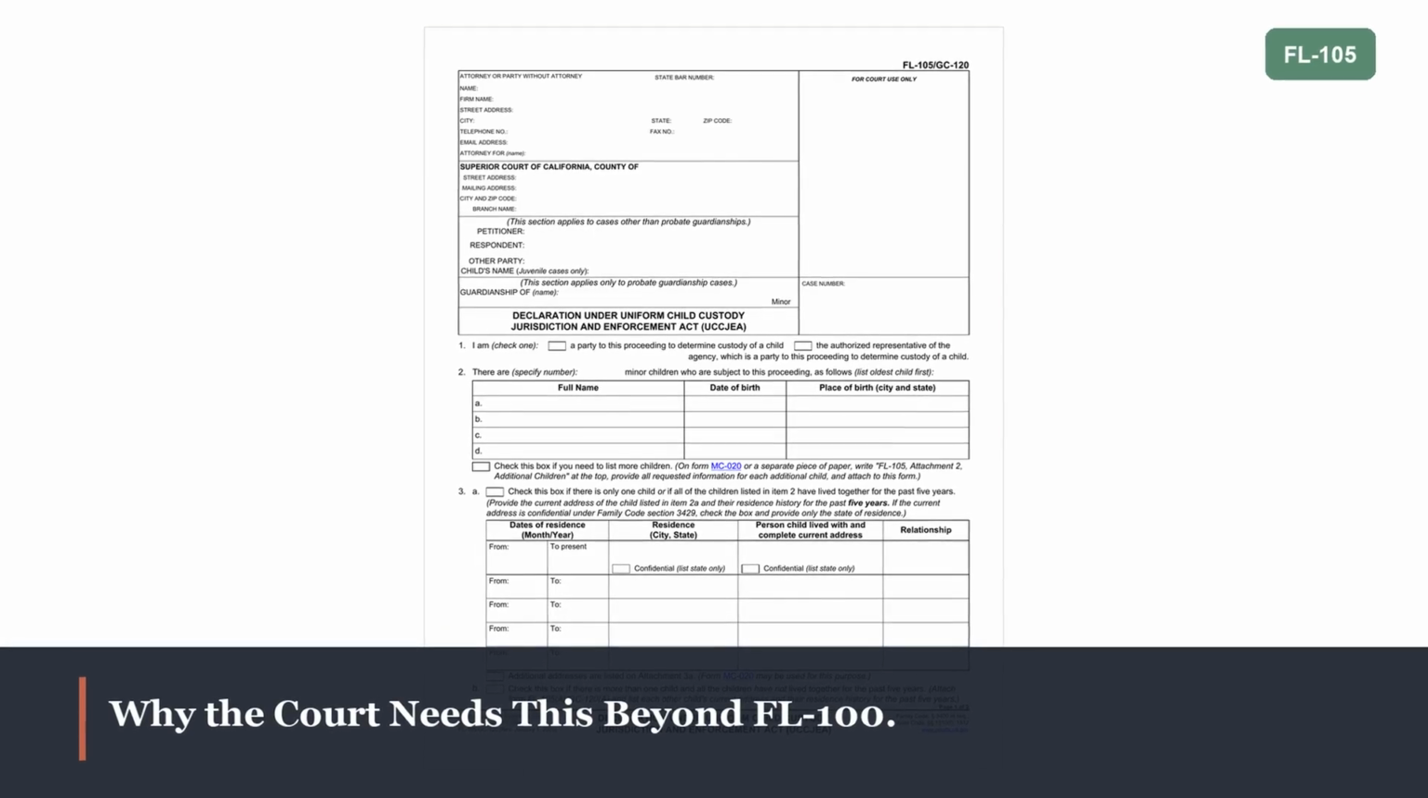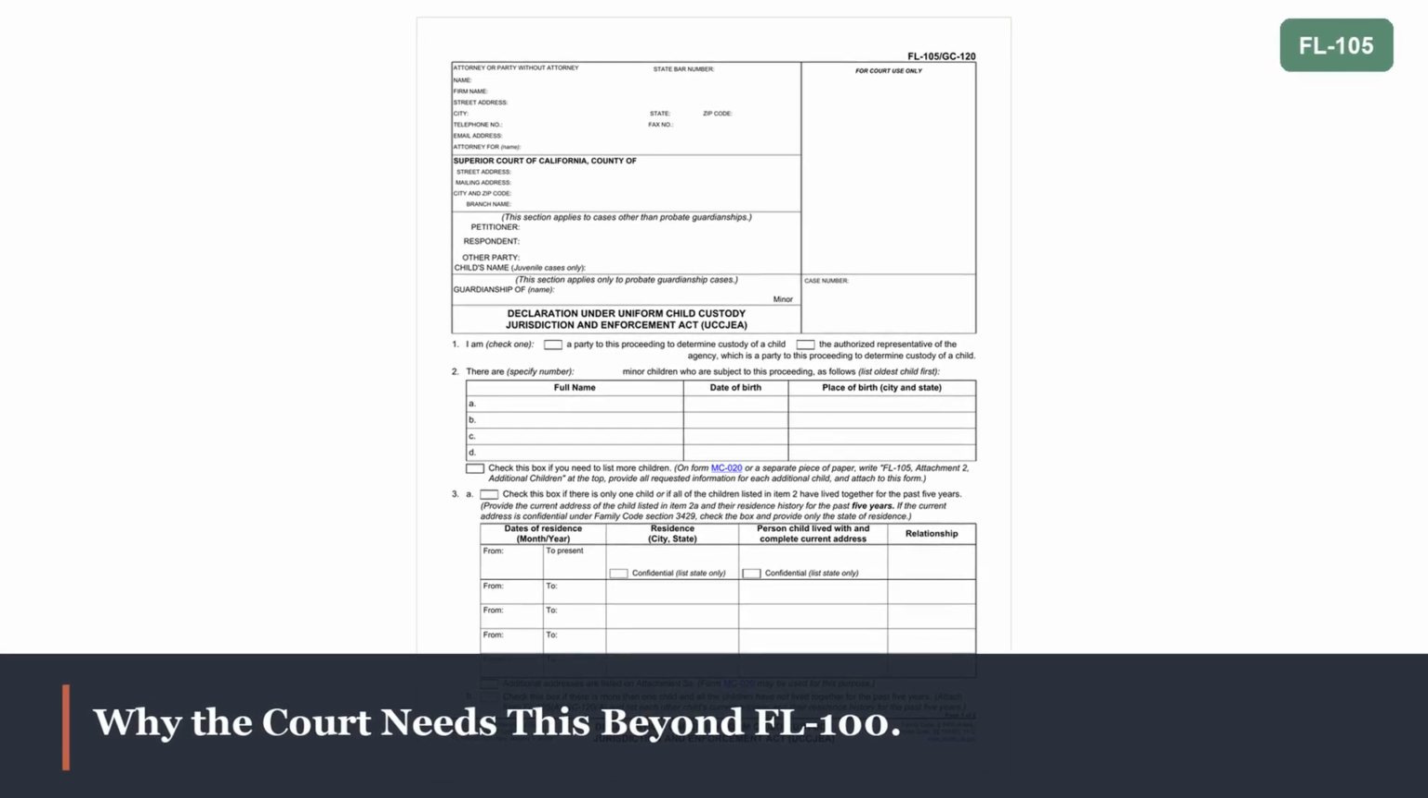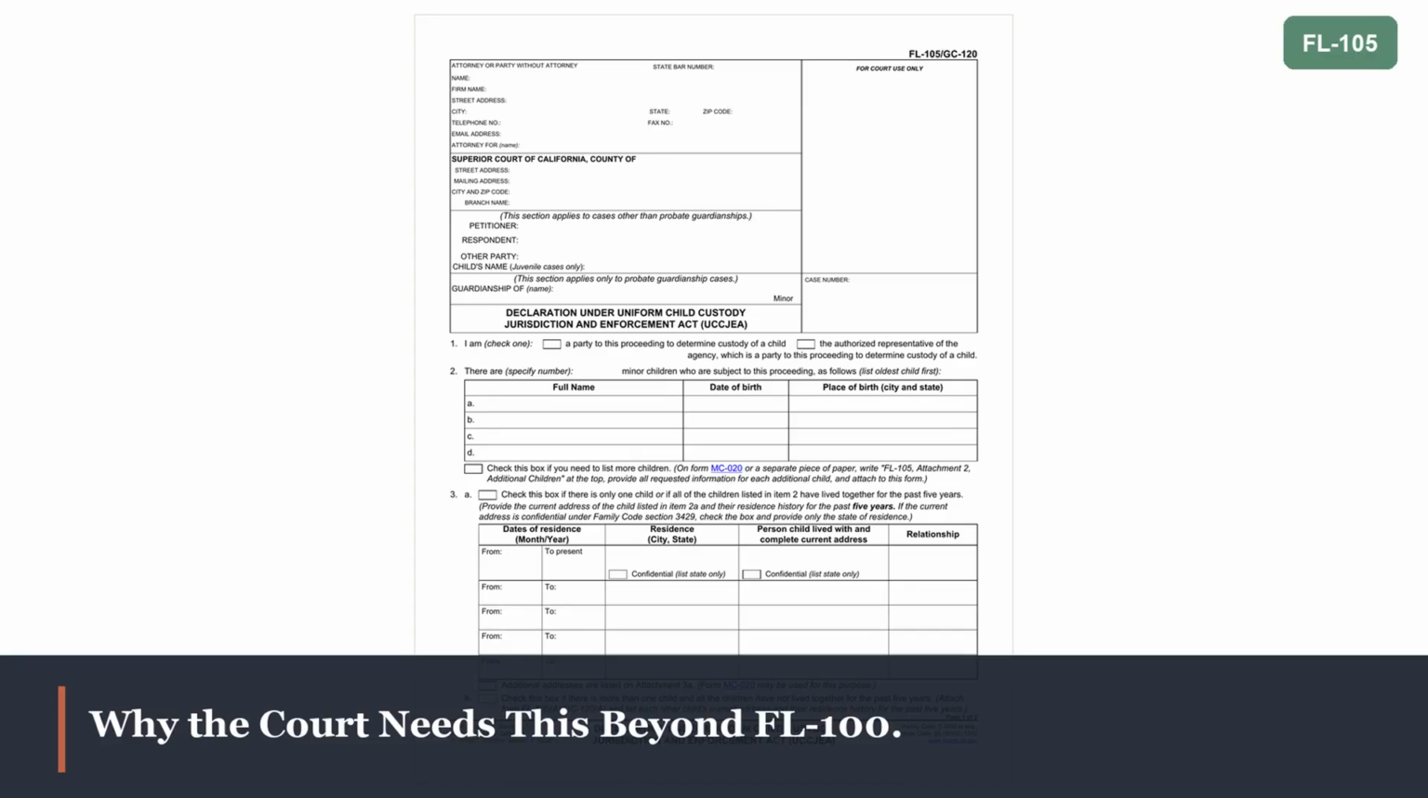Why the court needs this beyond FL-100: the petition or response already tells the court that minor children exist and where they currently live. What it doesn't do is establish a history. The UCCJEA looks at a pattern of residence over time, not just a current address, because custody jurisdiction can otherwise be contested between two states if a family has moved recently. FL-105 supplies that pattern so the court can confirm at the outset that it is the right court to decide custody, rather than risking a jurisdictional dispute later in the case.